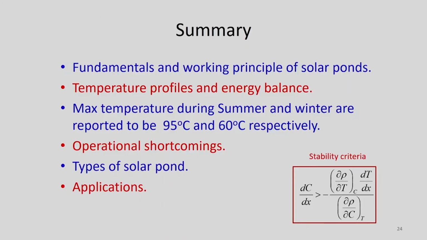So, now we can summarize what we have discussed today. We have discussed the fundamentals and working principle of solar ponds, which is a very important and economical way of collecting and storing solar thermal energy. We have also studied the temperature profiles and energy balance at different layers, because it is composed of 3 layers: the surface convective zone, the non-convective zone, and the lower convective zone. Okay. The maximum temperatures during summer and winter are reported to be about 95 degrees C and 60 degrees C respectively in India. We have also discussed some of the operational shortcomings, types of solar ponds and applications.